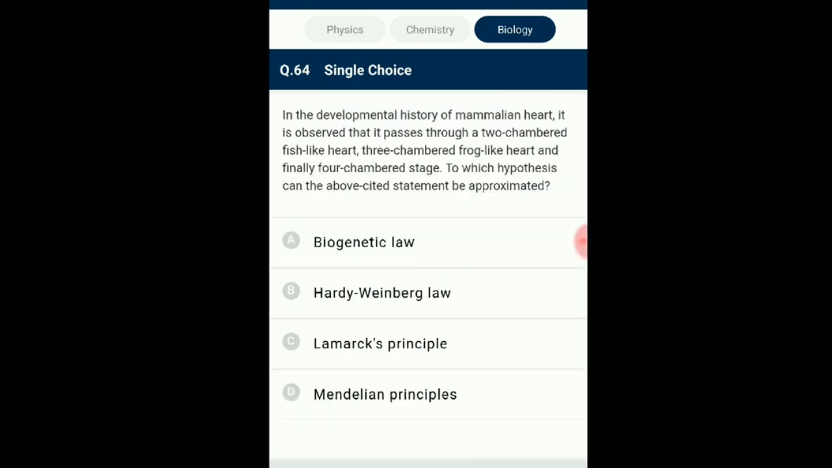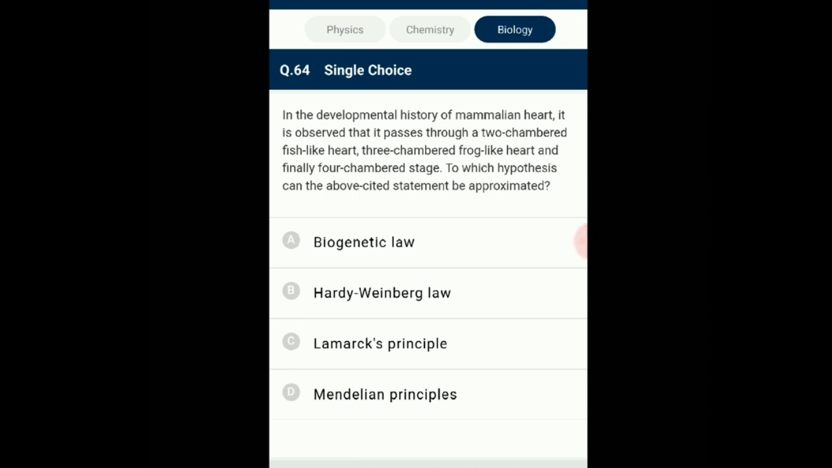Question number 64. In the developmental history of the mammalian heart, it is observed that it passes through a two-chambered fish-like heart, a three-chambered frog-like heart and finally the four-chambered stage. To which hypothesis can the cited statement be approximated? The biogenetic law is the theory of development and evolution proposed by Ernst Haeckel in the 1860s. It is one of several recapitulation theories which posits that the stages of development of an animal embryo are the same as the adult stages of other animals. Commonly stated, ontogeny recapitulates phylogeny.